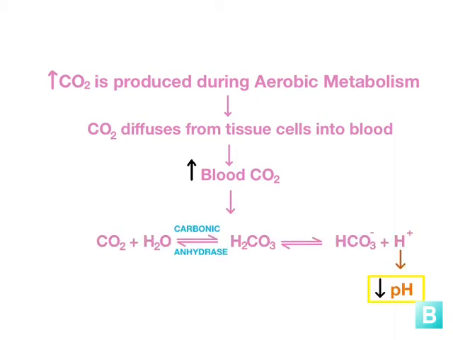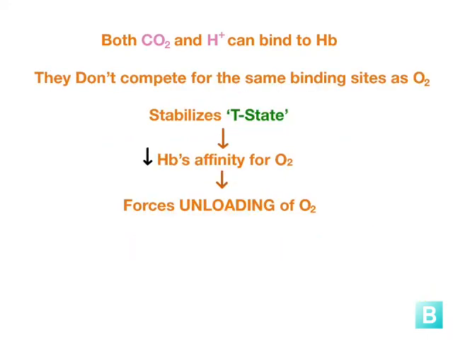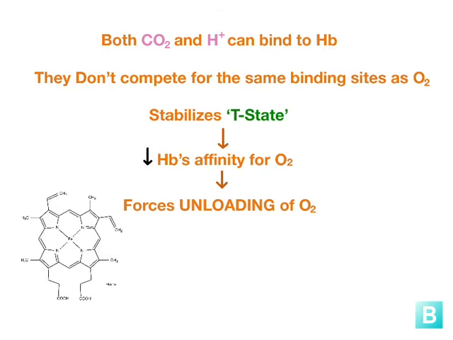This carbon dioxide combines with water and, with the help of the enzyme carbonic anhydrase, forms H2CO3, which further dissociates into bicarbonate ion and hydrogen ion. This increase in hydrogen ion is going to decrease the pH. Although CO2 and hydrogen ion can bind to hemoglobin, they do not compete for the same site as oxygen. Thus, they tend to stabilize the T state of hemoglobin, which has low affinity for oxygen and hence forces the unloading of oxygen from hemoglobin.